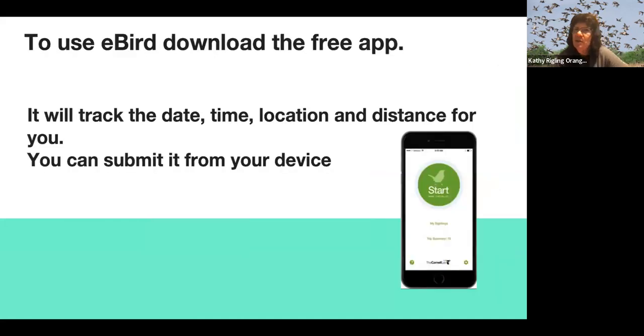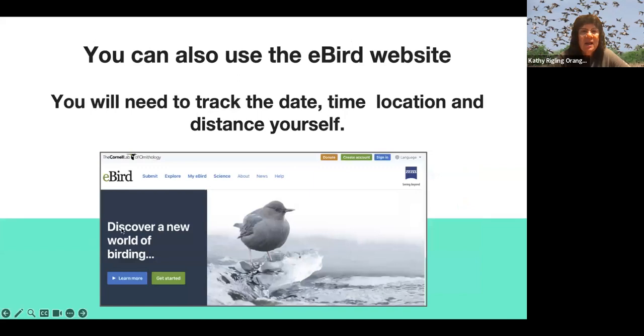If you want to do eBird, you can download the free app. Of course, you have to have an account first. And what's the beauty of the eBird mobile app? It records your date, your time, your distance, and you can submit it right from your phone. And if you use the eBird website, you need to track your distance and your time, which is not hard to do.